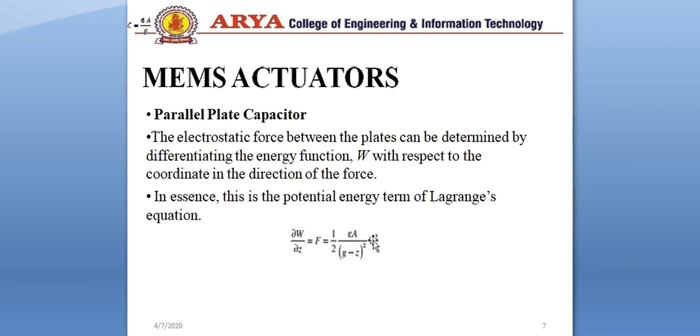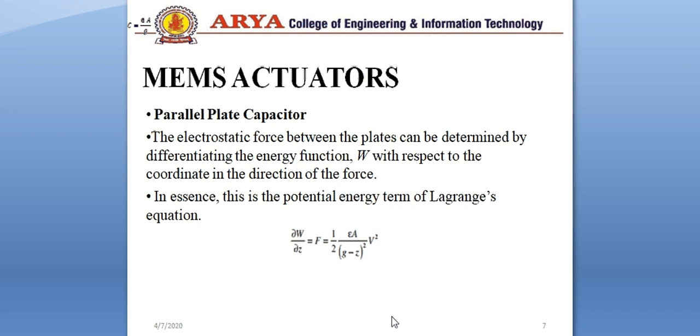This is the potential energy, you can say, in terms of Lagrange's equation also. If you are being asked for the Lagrange's equation, you can derive this. So how can you derive this? On differentiating the work done by the capacitor, we can get the potential energy, we can get the electrostatic force, that is F equals half epsilon A over (G minus Z) squared into V squared. So this is all about the parallel plate capacitor.